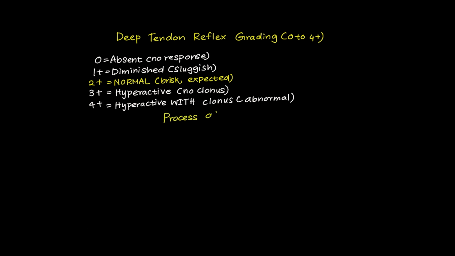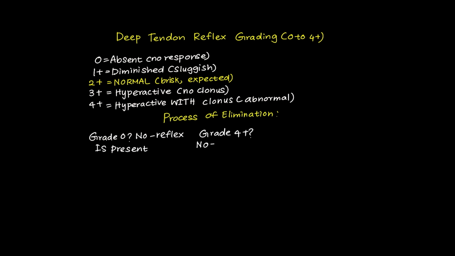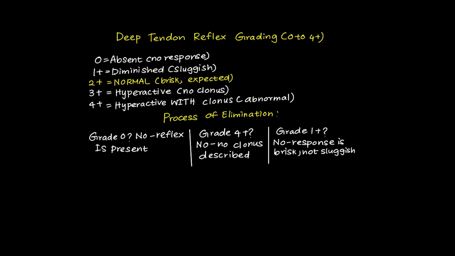The question describes a brisk, normal response. Grade 0 is absent. Wrong direction entirely. Grade 4 plus has clonus. Way too much. Grade 1 plus is diminished, not brisk. Only grade 2 plus matches a normal brisk response.